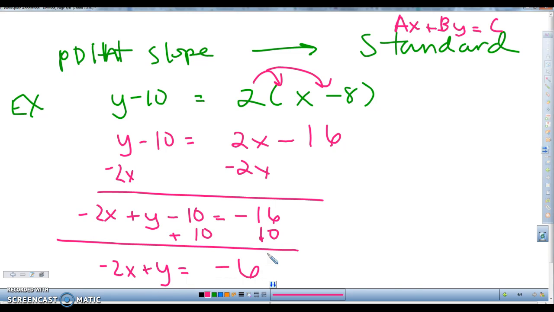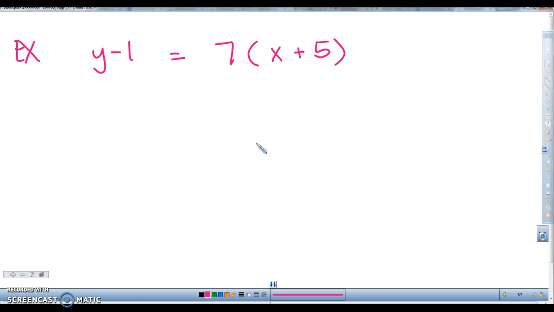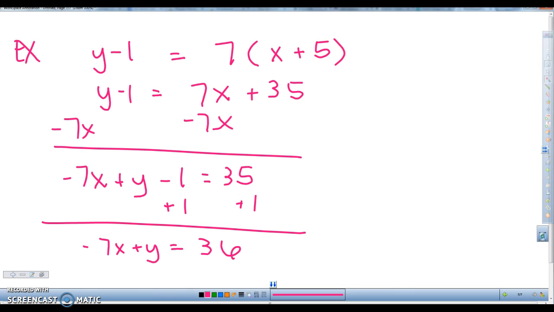And I'm done. Go ahead and try this last example on your own. Y minus 1 equals 7 times x plus 5. And we're taking this from point slope into standard form. Following my work, and if you need to check it, please do, we should have gotten negative 7x plus y equals 36.